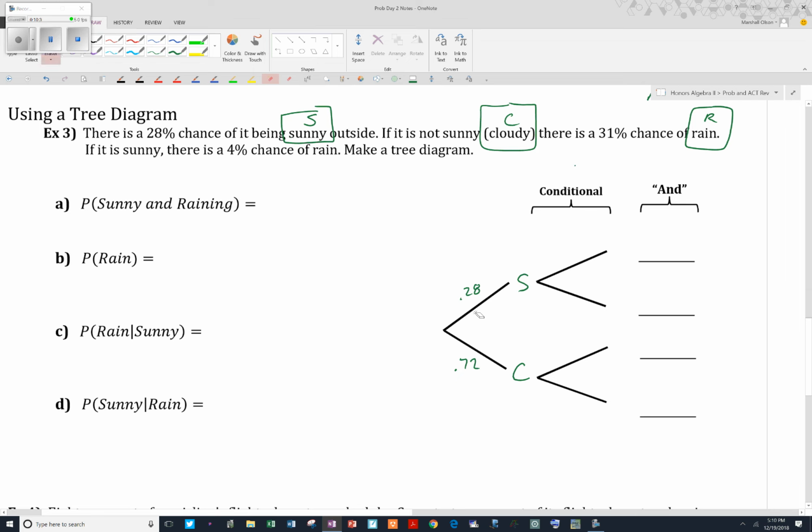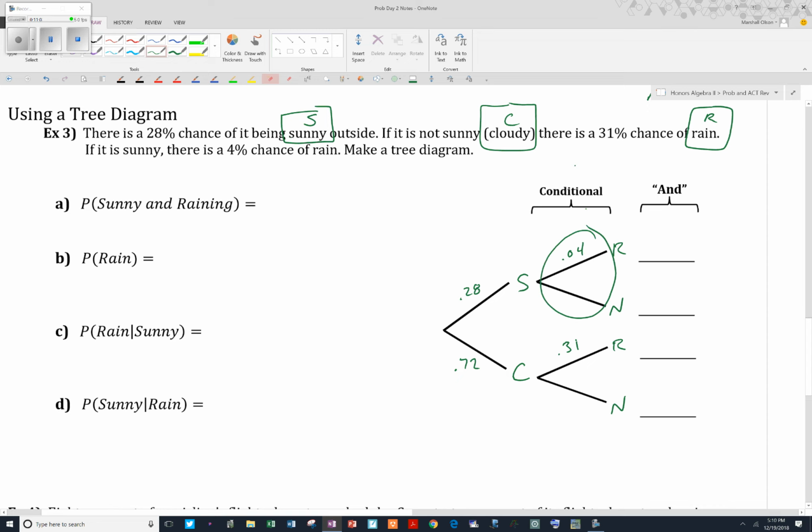You got to know that as you make a tree diagram, the branches themselves are complements with one another. So if it's sunny, it's either going to rain or it's not going to rain. If it's cloudy, it's either going to rain or not rain. So let's put on here first the probabilities that we were given. It says if it is cloudy, there's a 31% chance of rain. So I can put that right there. If it's sunny, there's a 4% chance of rain. So I can put that right there.